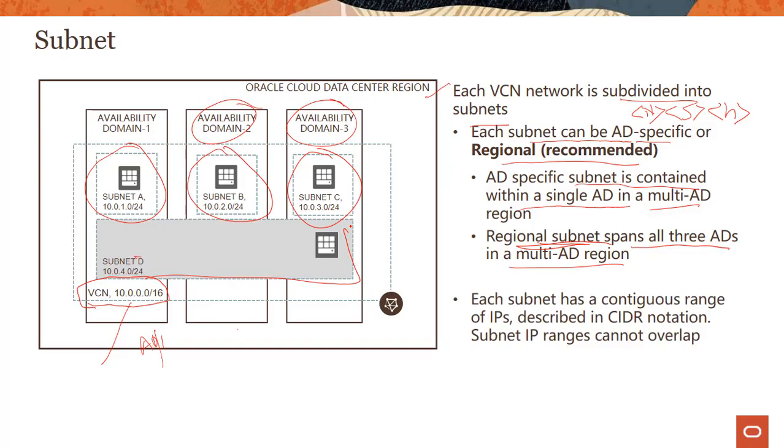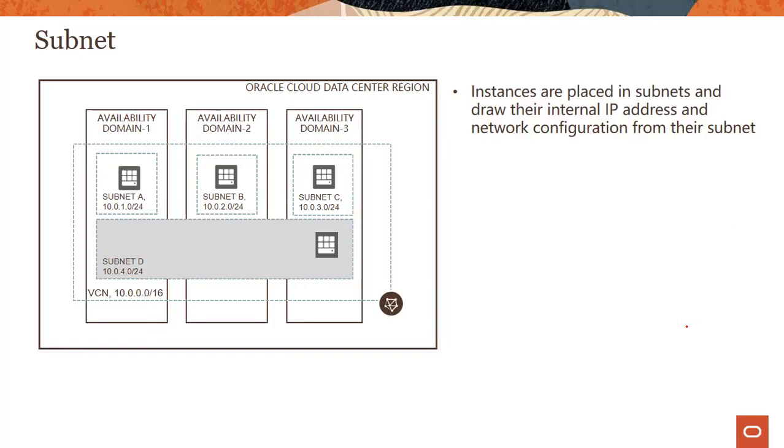Whether it's a regional or an AD specific subnet, each subnet has a contiguous range of IPs in IPv4, as in a VCN, described in CIDR notation. An important thing to keep in mind is the subnet IP ranges cannot overlap. So within a network, if you create subnets, just keep in mind that they cannot overlap. It seems very logical. Now, why do we create subnets in the first place, right?